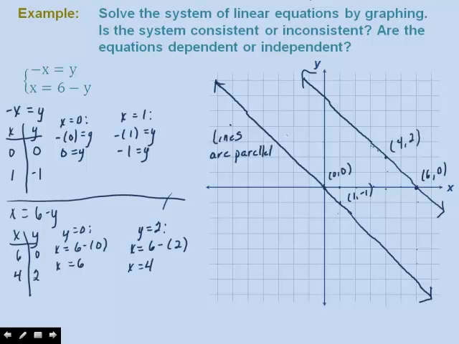What that means for our solutions is that there's no intersection point, which means that there's no solution. And when we have a system with no solution, that means that it's inconsistent. But since we had 2 distinct lines, 2 different lines, our equations are still independent.